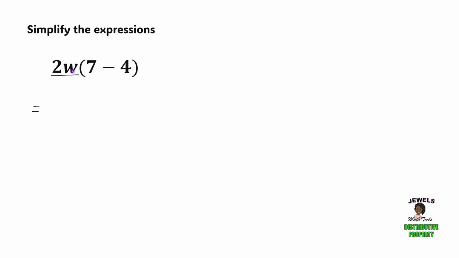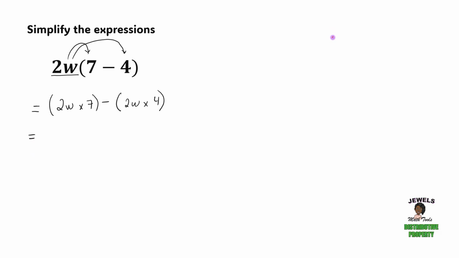So we are distributing our 2w to everything within our bracket. So that means that 2w will be multiplied to our 7. And then 2w will also be multiplied to our 4. And of course, we are going to work out each of our brackets individually at the sides.